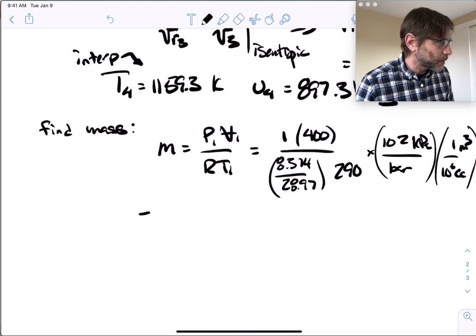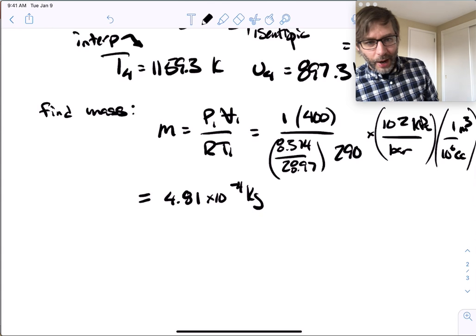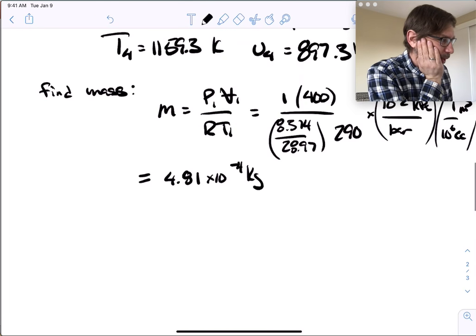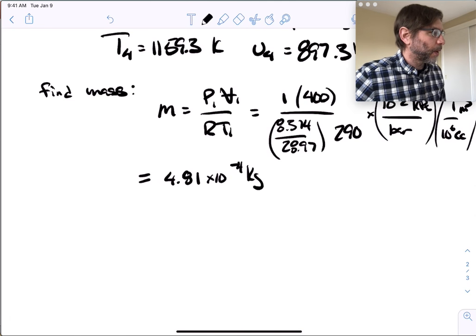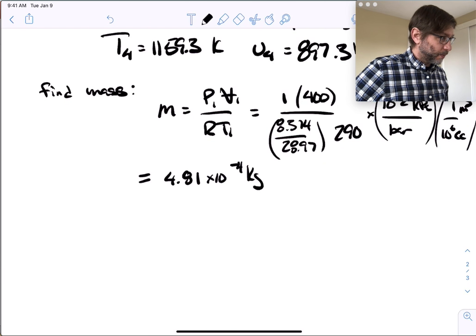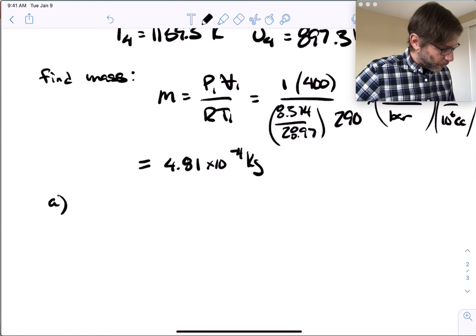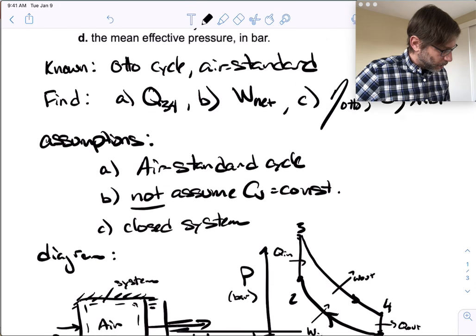Anyways, the mass comes out to be 4.81 times 10 to the -4 kilograms. There's not much mass, which is about right, because a kilogram of air is kind of a lot. Okay, so now we can calculate Q in, which is what we're trying to find. Q23 is Q in, and then Q34.